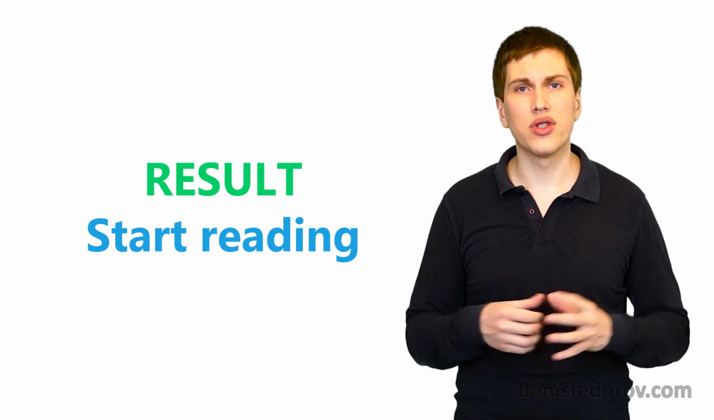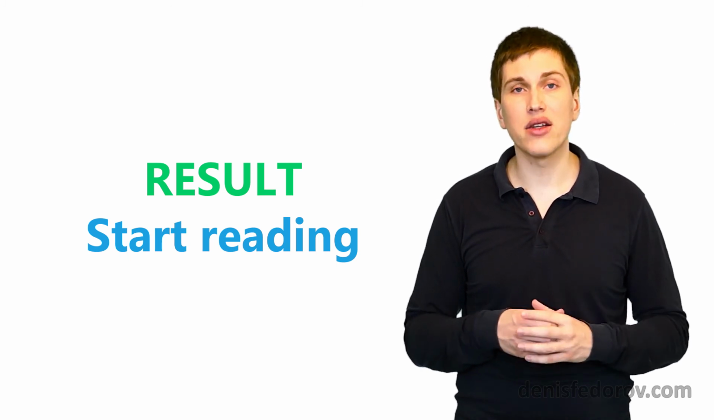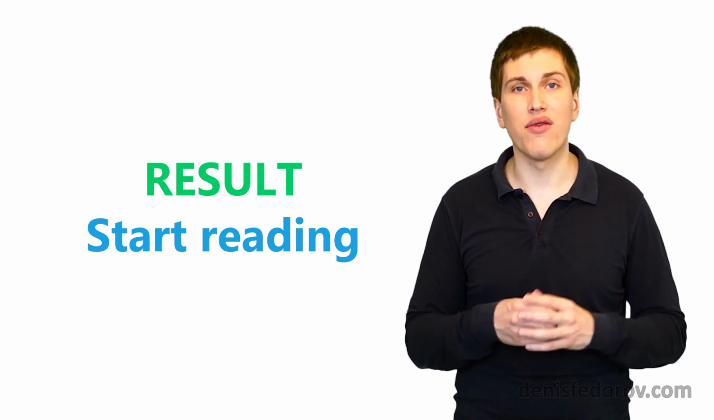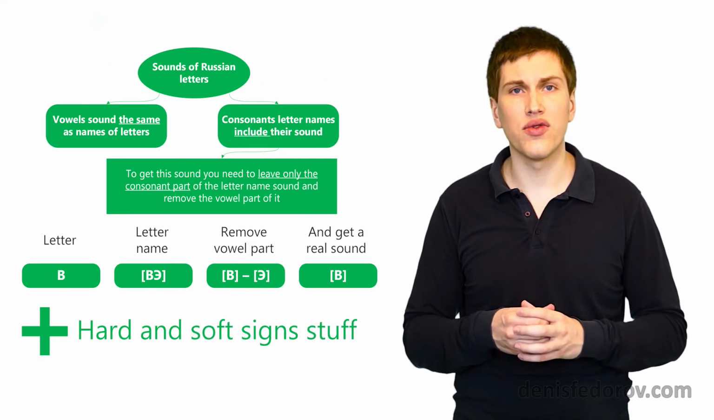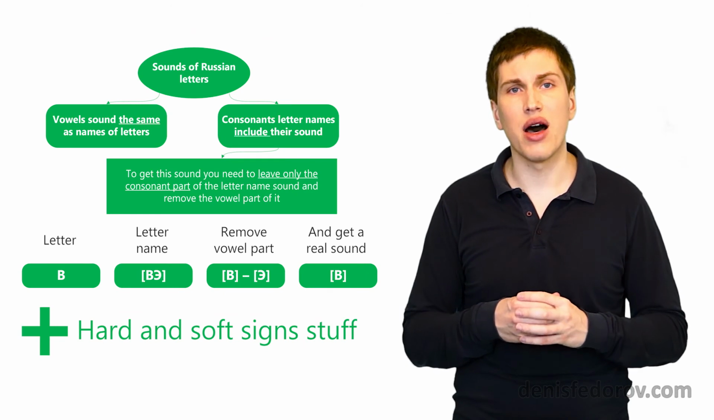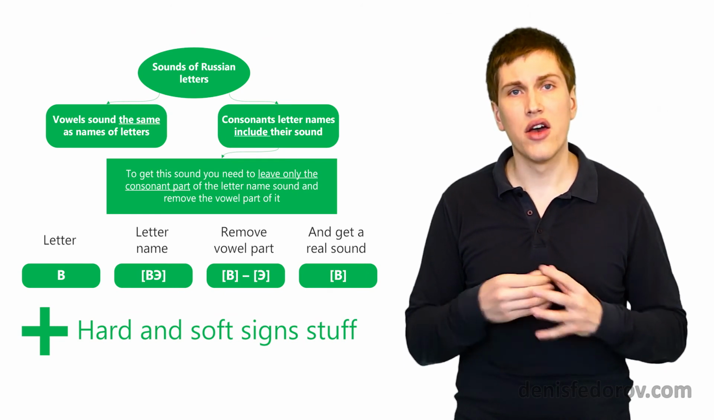So we will go to the next step, and it is the final step, starting to read. When you start reading, that is the main criterion to understand that you have learned the alphabet. You may do it when you learn the sounds of letters and learn about the soft and hard signs. At first, reading will be slow and problematic, but soon it will improve. But this is another step in learning Russian and not a part of the alphabet learning process.